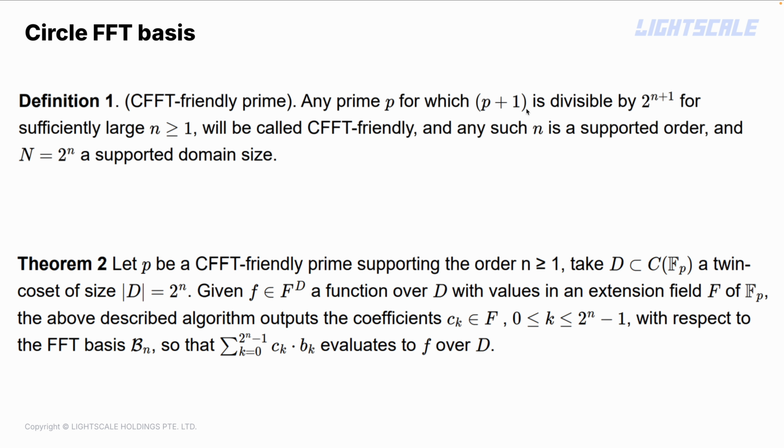So, for example, the Mersenne prime 2 to the 31 minus 1, if you add 1, it's going to be 2 to the power of 31, so the supported order is going to be 31. So here it is a theorem that we can find these coefficients that evaluate to f over D, and we will get into the algorithm now.